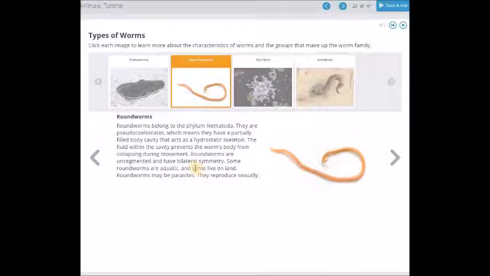They're unsegmented, but they do have bilateral symmetry, which means you can only cut them one line down the middle. A lot of them are aquatic, some live on land, but a lot of them are parasites, and they only reproduce sexually. By the way, it is an absolute guarantee that you have one of these living in your intestines right now.